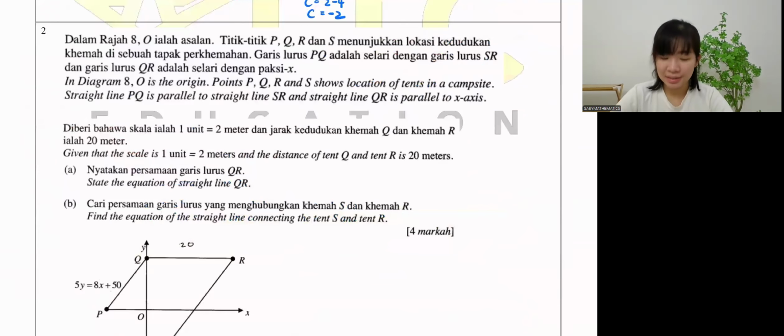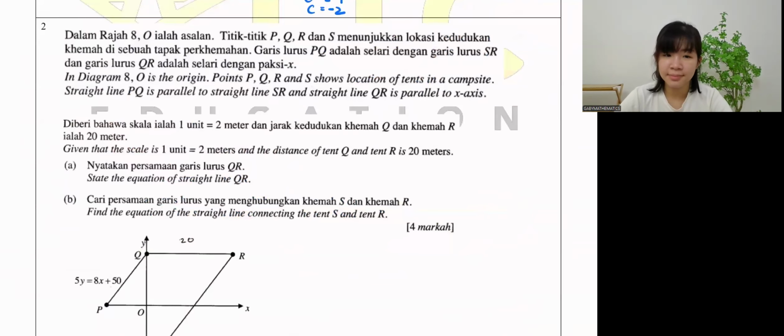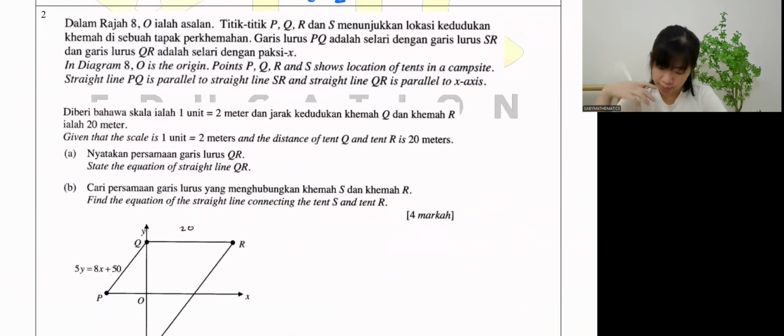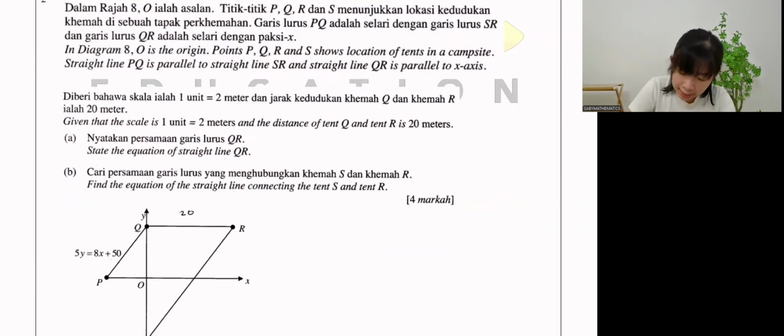Let's look at question number 2. Okay, number 2. What is it about? O is origin. PQRS is the location of the tent in a campsite. Okay, important thing. PQ is parallel to straight line SR.